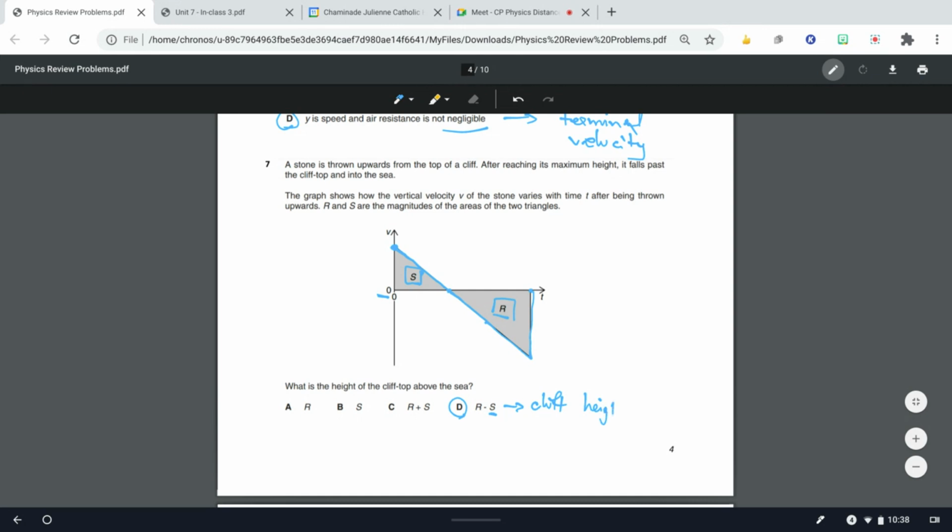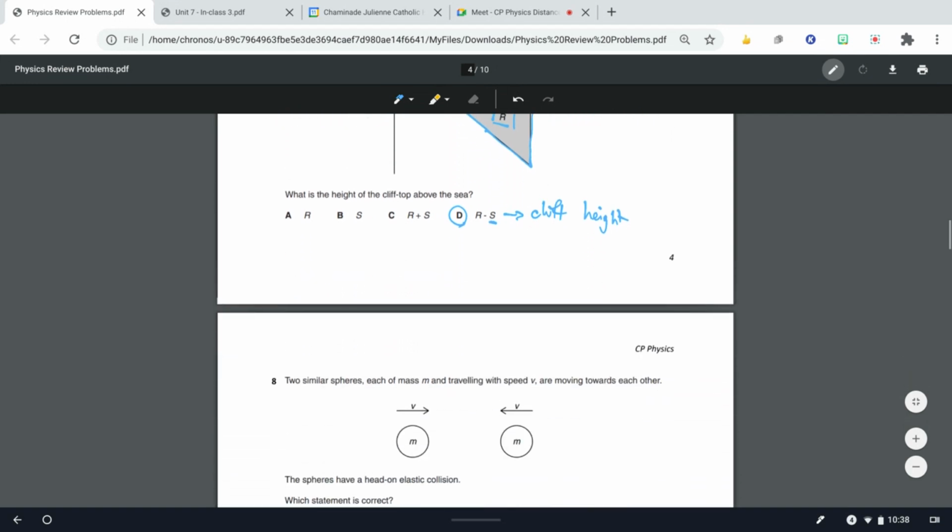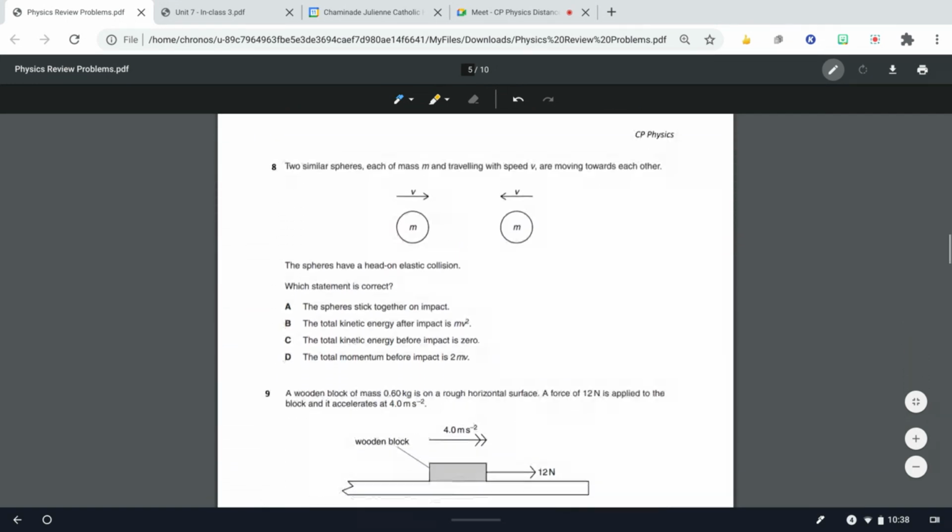Does that make sense? Yes. So D was the right answer there. What about question number 8?